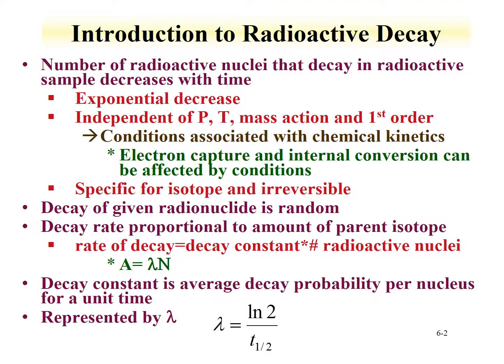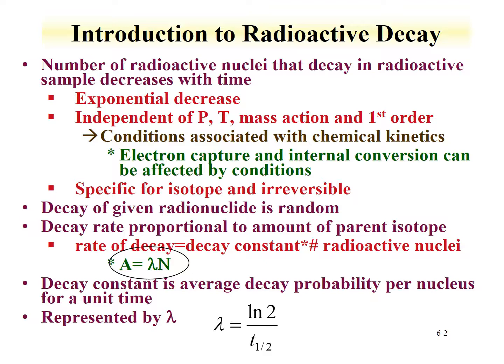The decay of a given radionuclide is random. If I'm following a single radioactive isotope, I cannot predict when it decays, but I can have a probability of it decaying. And the decay rate is just proportional to the amount of the parent isotope. This is observed through the decay constant times the number of atoms equals activity. So the rate of decay is equal to the decay constant times the number of radioactive isotopes.